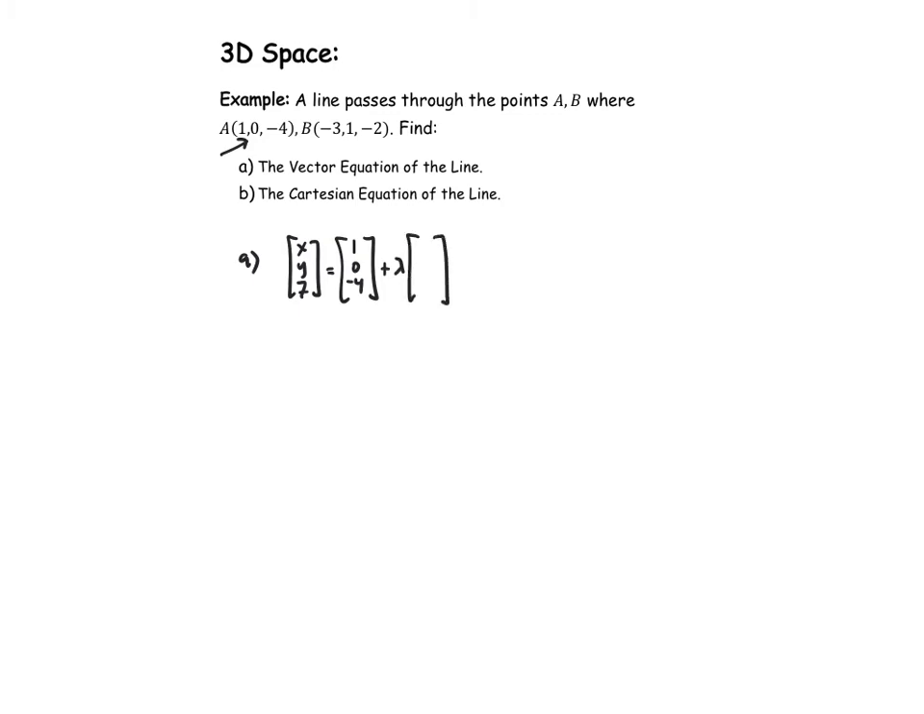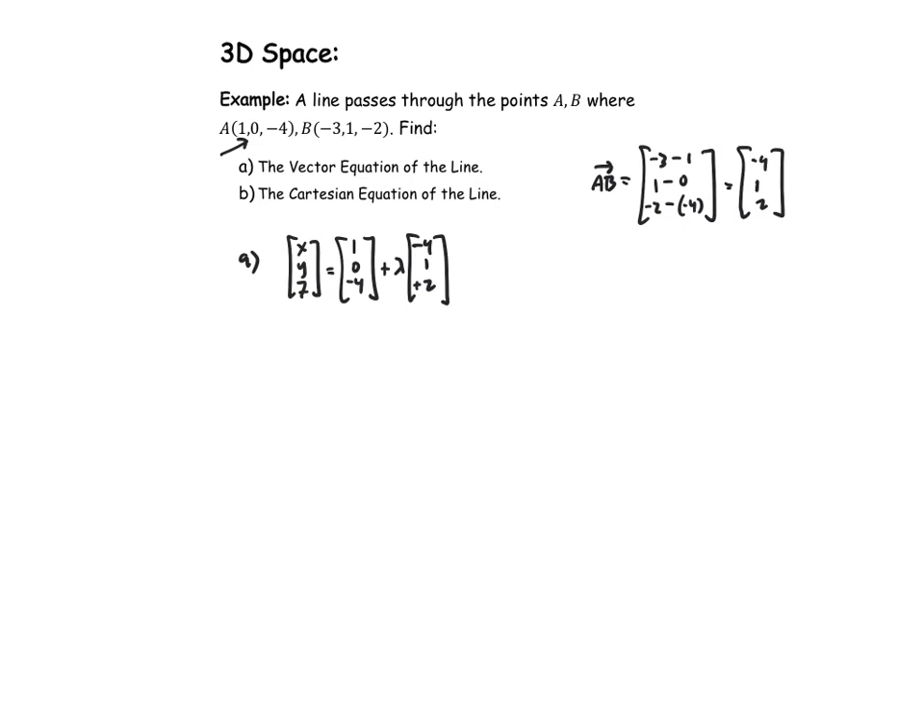So to get the direction vector from A to B, I take the values of B, which are -3, 1, and -2, and I subtract the values of A, which are 1, 0, and -4. This is going to give me my direction vector from A to B, which is -4, 1, and 2. All right, so there's the vector equation of that line. Oops, that should be a +2.